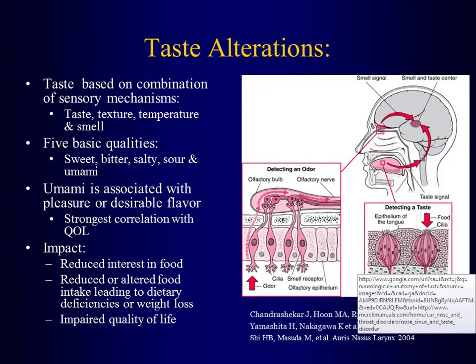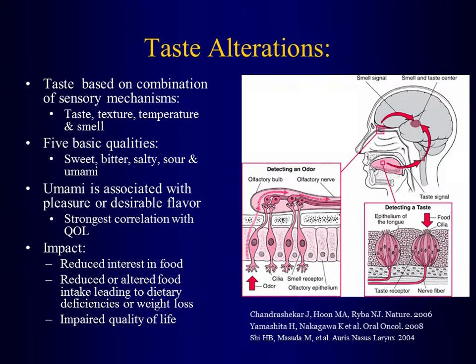Taste is based on a variety of factors, which include the taste, the texture of the food itself, the temperature of the food, but also smell. And there are 5 basic qualities to taste: sweet, bitter, salty, sour, and umami, which is that savory flavor. That is where most of our pleasure from food is derived, and it has the strongest correlation with quality of life. When patients have decreased taste, they have decreased interest in food. It's hard to get them to eat.